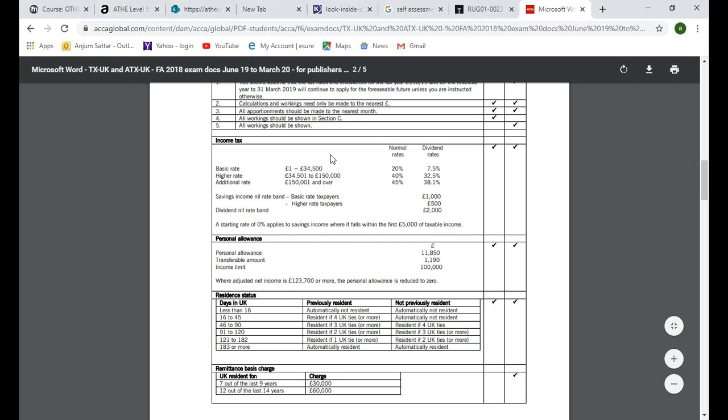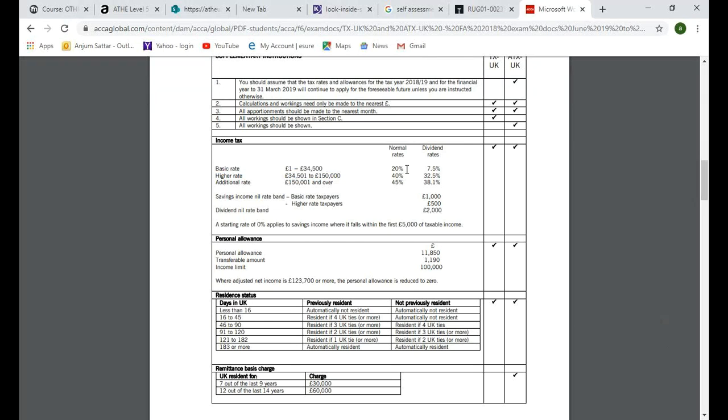So first, for £1 to £34,500, we have the normal rate, which is 20%. That's 20% tax. Now we have a personal allowance from this year. It used to be lower; now £12,500 is the personal allowance.